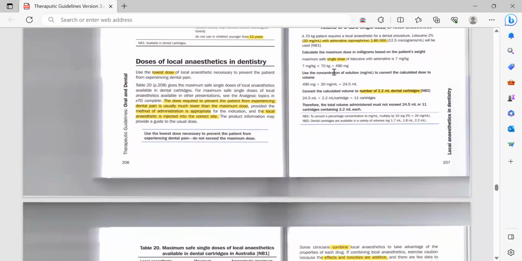But if you need to convert it into ml, then you need to divide it by the 20, which gives 24.5 ml, because generally the LA cartridge is liquid, right? So this dose we can convert into liquid, so you can inject 24.5 ml of the LA solution. So how many cartridges contain 24.5 ml? You need to divide it by 2.2 ml per cartridge, because if your cartridge contains 2.2 ml solution, it would come around 11 cartridges.